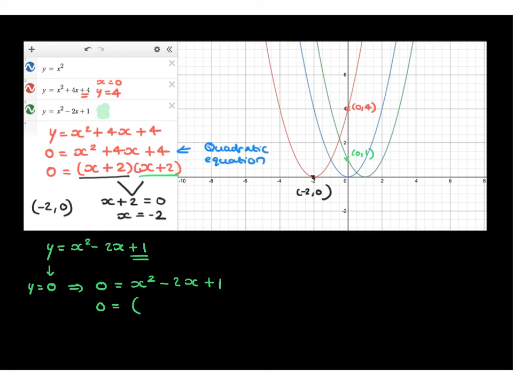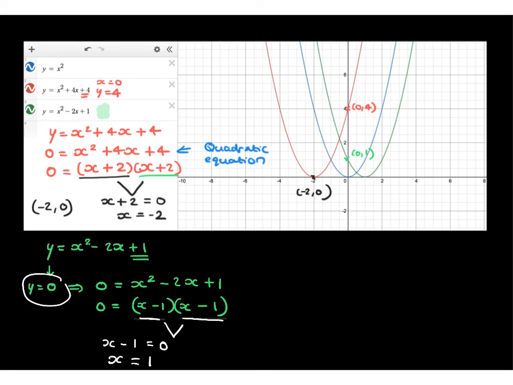Now, can you factorize this quadratic here? Maybe pause the video and have a go at doing it. So our brackets must begin with x and x. We've got to find two numbers that multiply together to give us 1, add together to give us -2, so it's -1, -1. And again, we have the same situation where we've got a repeated bracket. So that means when we're looking for what must be 0, there is only one option because the brackets are identical, and that is that x minus 1 equals 0, so x equals 1.